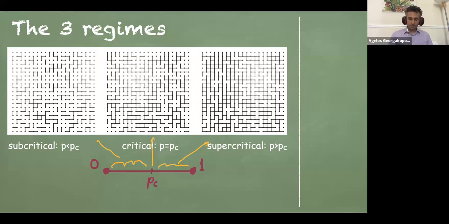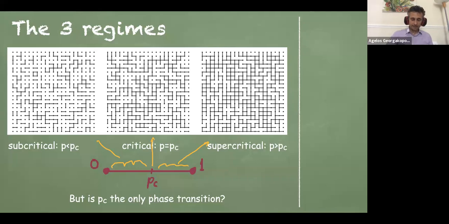Okay, so we have these distinctions into three regimes, but is p_c really the only phase transition, or should we further decompose these intervals into smaller ones? Are there further phase transitions? How do we find them?